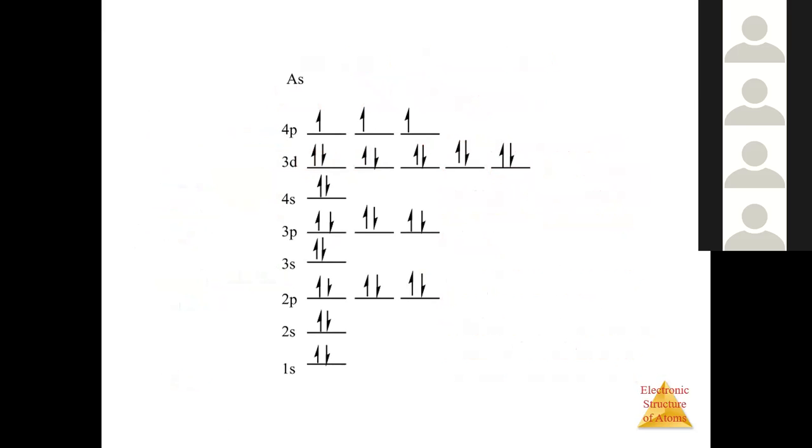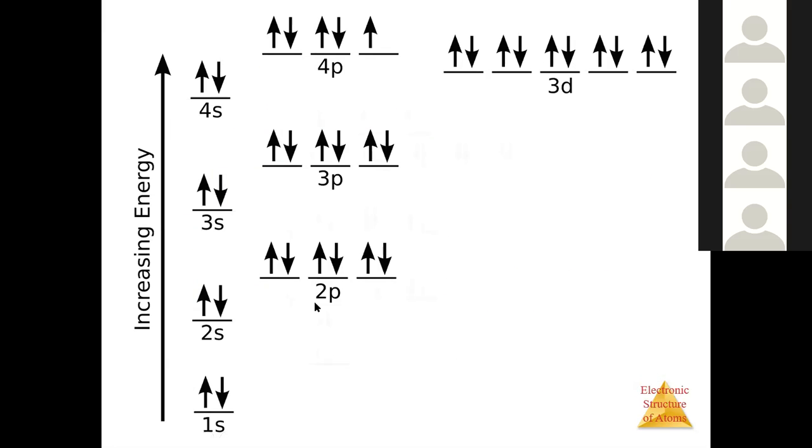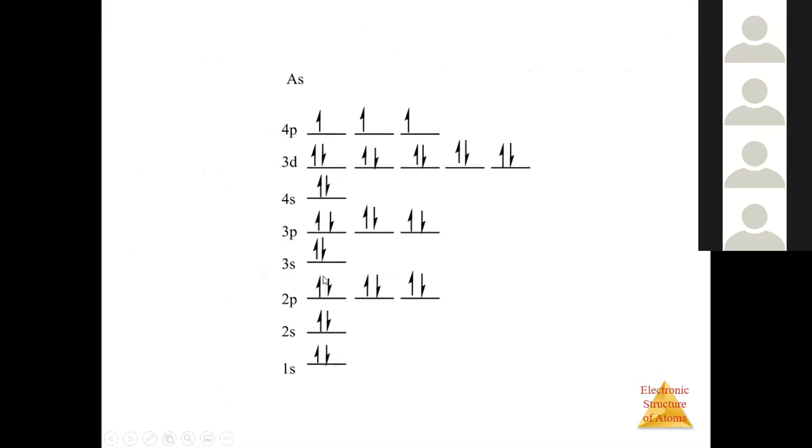Okay, if I'm doing arsenic, I've got my 1s, 2s, 2p's filled out, 3s, 3p's, 4s, I fill up the 3d, and then arsenic has 3 electrons in the 4p orbital, so they get put in all with the same spin.